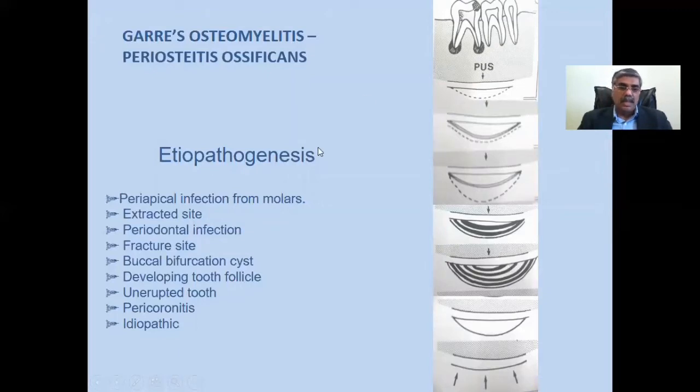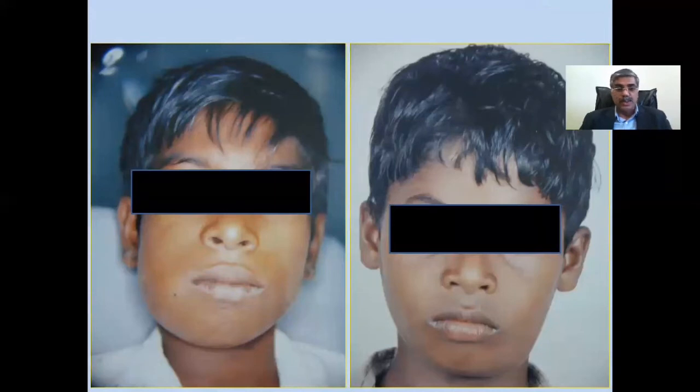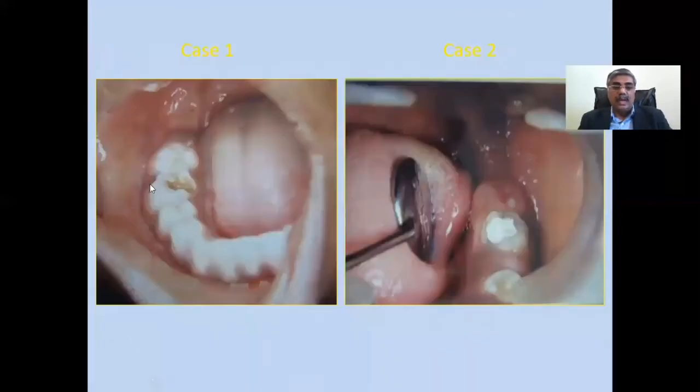Such an infection possibly arises from the periapical infection of molars, extraction site, periodontal infection, fracture site, associated with the buccal bifurcation cyst, developing tooth follicle, unerupted tooth, pericoronitis, or sometimes idiopathic. This is very common in the mandible. Here I show you two cases: young boys with swelling in the mandible, and both were having grossly decayed first molars. Here it is grossly decayed. Here a temporary restoration has been done.